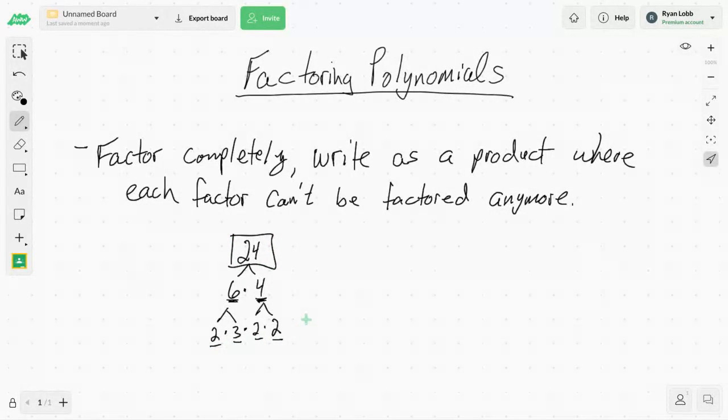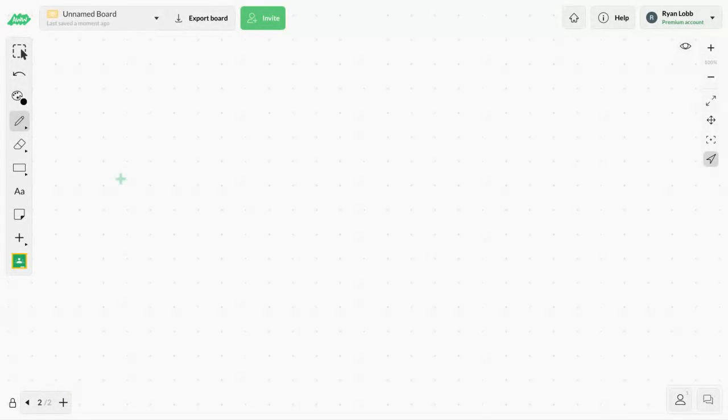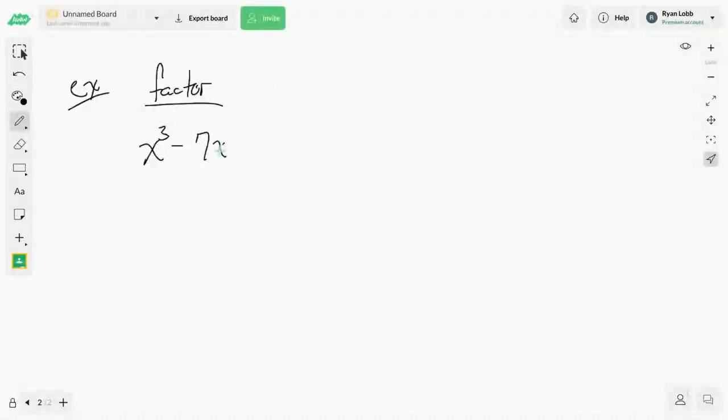Very similar when we're factoring polynomials. So let's look at a couple examples of what we mean by that. In this case, we're going to find the individual factors that make up this polynomial when you multiply: x cubed minus 7x squared plus 10x. There are a couple different things we're looking for. We want to look for monomials. You always want to really start with a monomial factor.